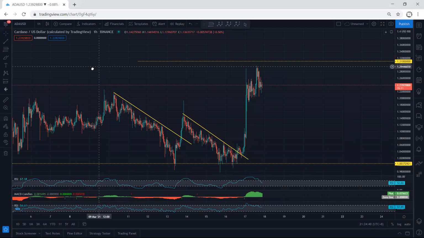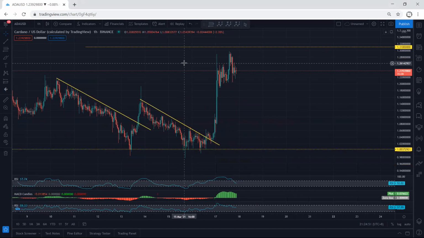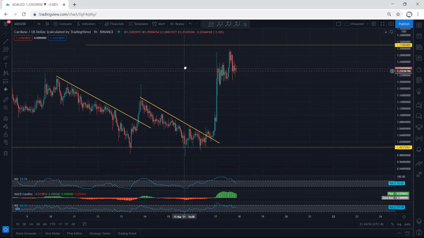Anyway, we don't have a really good trade setup. In this case, we just follow the chart, and if I see any update, I will share.